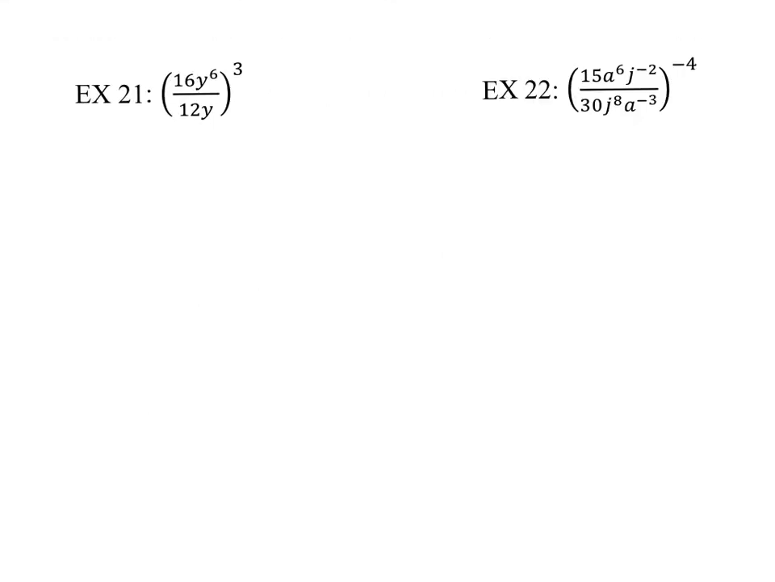All right, example 21. So now, before you bring in the 3, what do I want you to do inside the parentheses? I want you to reduce first. I don't want you to do 16 to the 3rd power and 12 to the 3rd power. I don't know what that is off the top of my head. I want you to be able to do the problems off of the top of your head, really. So let's simplify the inside first. Always, always, always, always. So reduce 16 over 12.